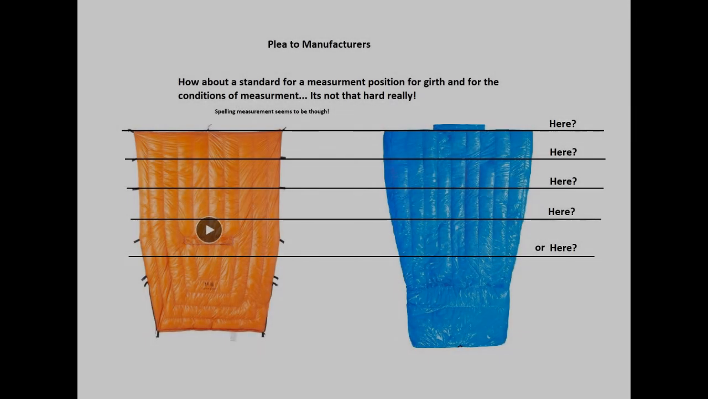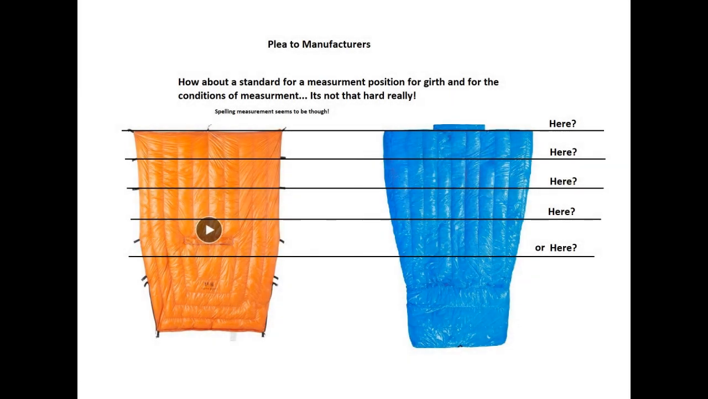Okay, manufacturers, how about a little collective effort to determine a standard method of measurement? You all have standard rulers, so we're only talking about the position and state of the quilt at measurement. Specialist lightweight quilts are expensive, and I believe you owe it to purchasers to ensure they know what they're getting and can check the measurements. I certainly made the mistake of not fully understanding what I was buying.